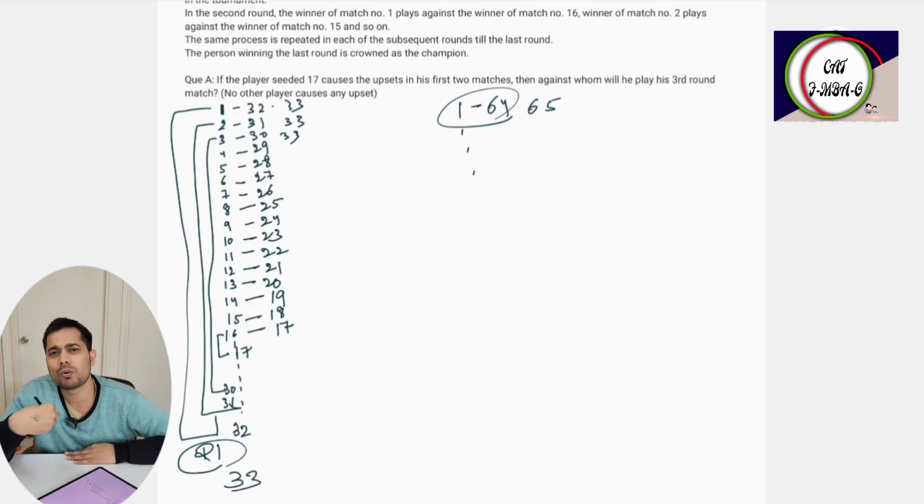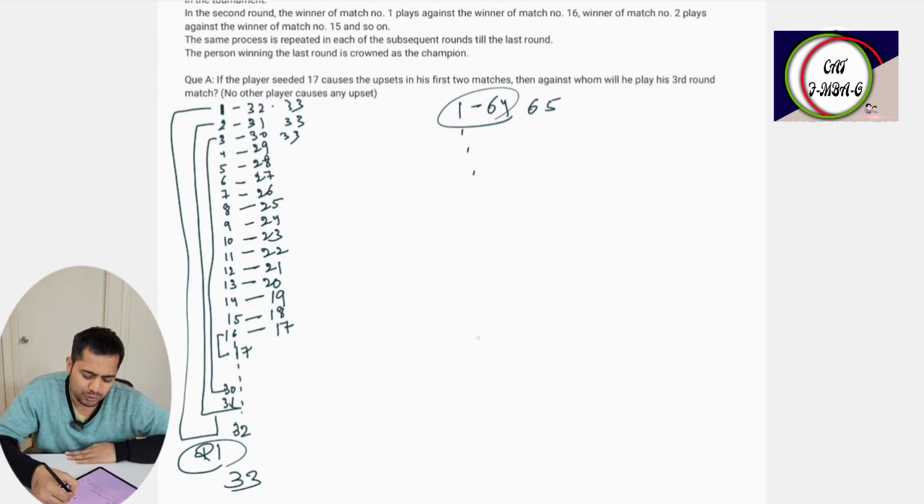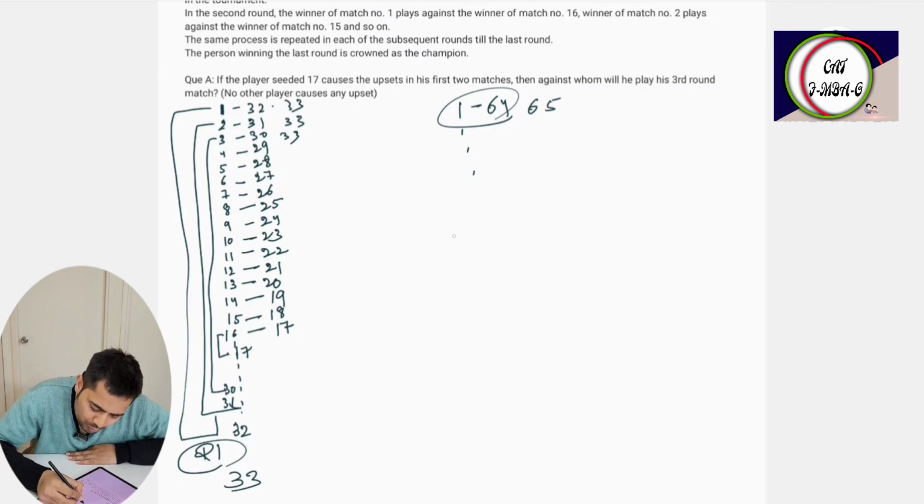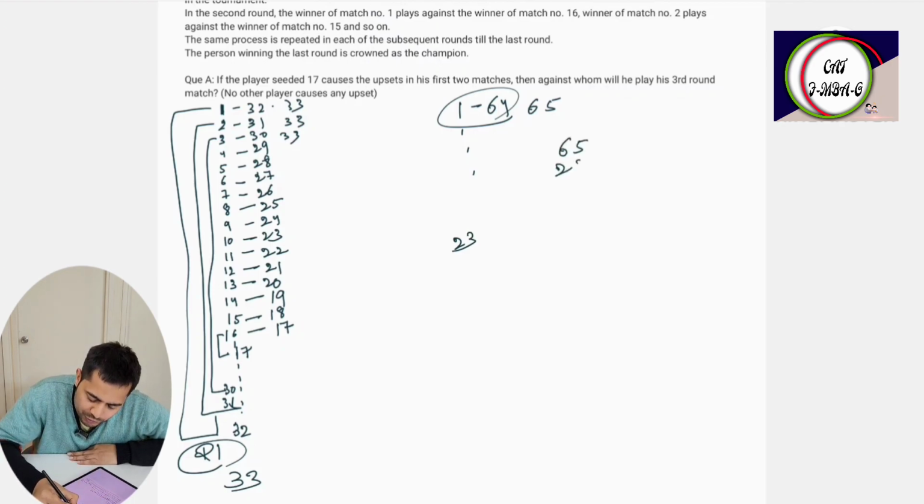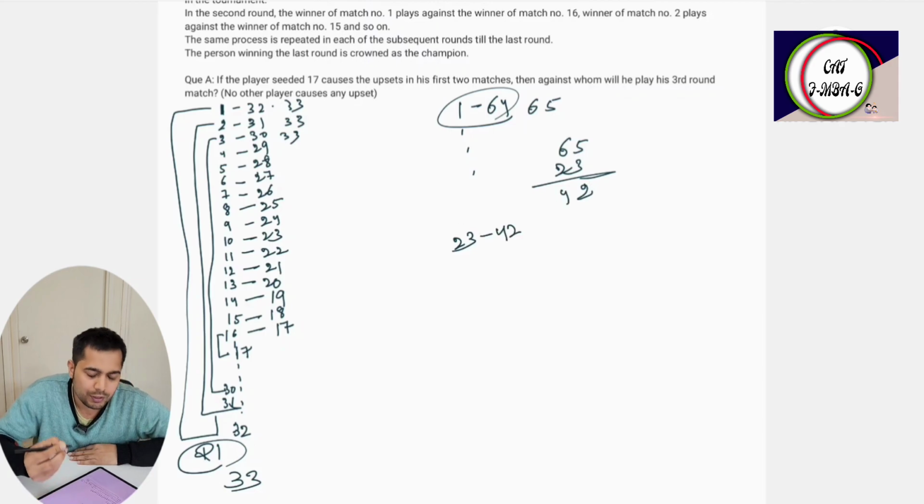So you cannot draw the whole table. You will write 1, 2, 3, 4 and last 64. If it is required who will play against 23, then you are not drawing the whole table. What you will do is 65 minus 23, so 42. So 23 will play against 42. Like that you will be remembering.